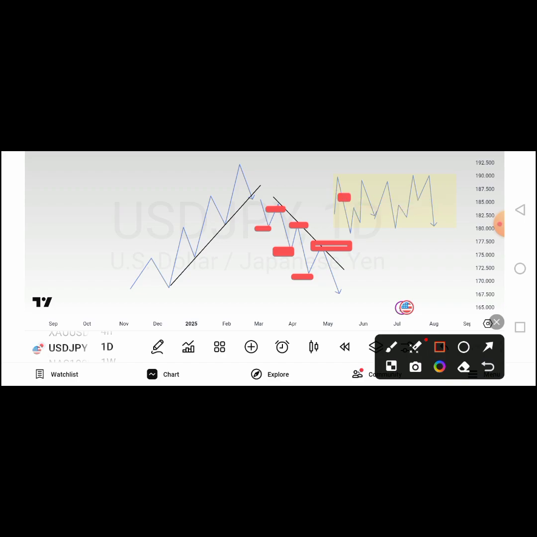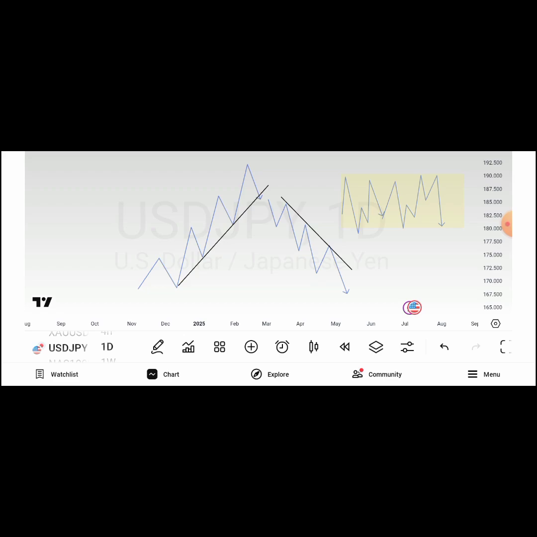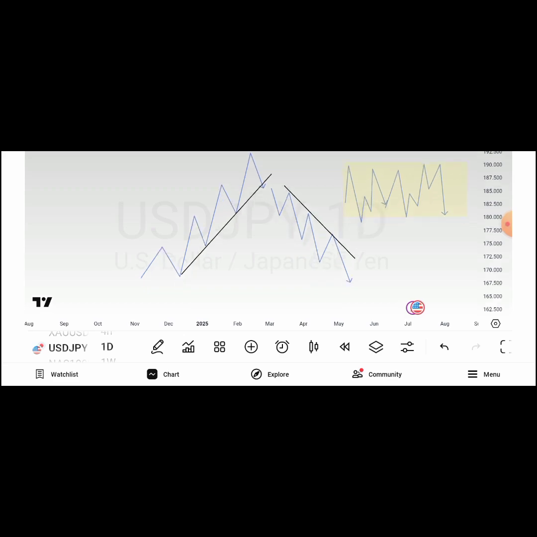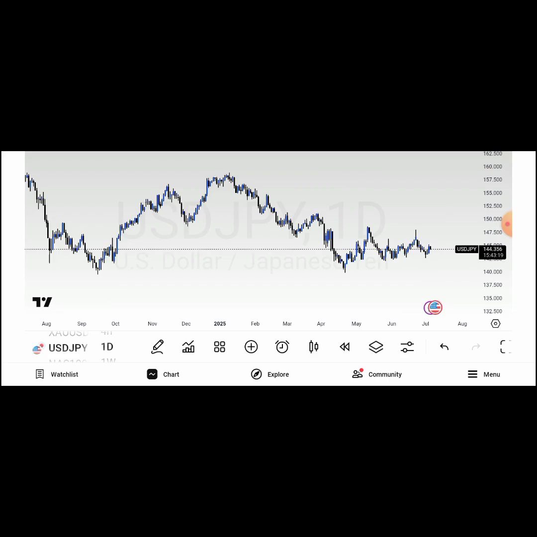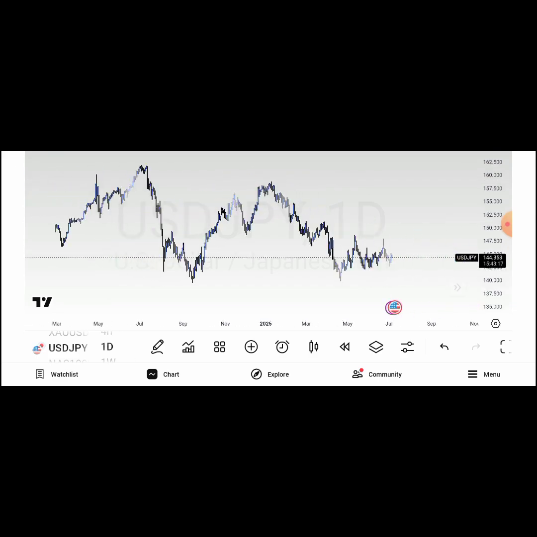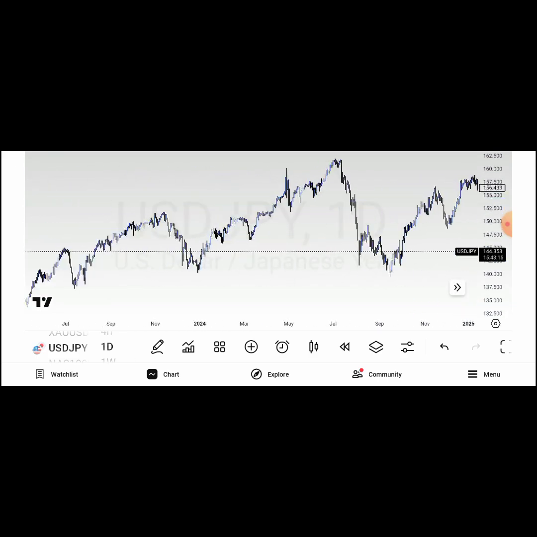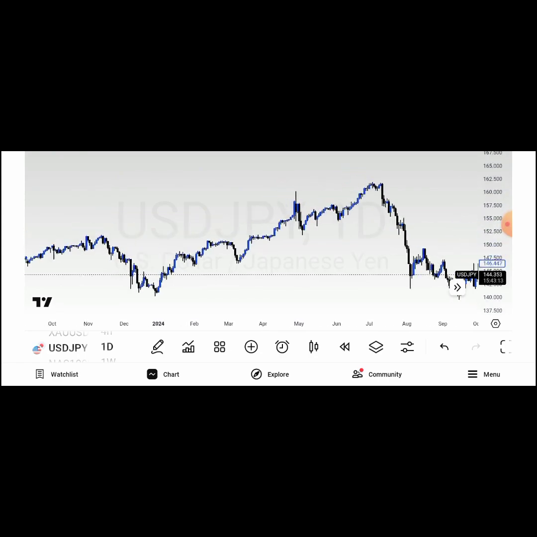But this is just sideways. All right, so I don't trade a ranging market now, but as I drew it straight, if you go to the chart, you will discover that it's not straight like that. It's not as straight as that. So look at the chart.